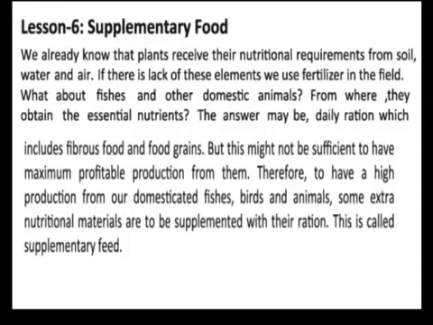Therefore, to have a high production from our domesticated fishes, birds and animals, some extra nutritional material has to be supplemented with their ration. This is called supplementary food. That means if you want more production, we'll have to give some extra supplemented food. Supplemented means something added, especially to make up for a deficiency. To fill up this deficiency, we'll have to give some extra food. This is called supplementary food.